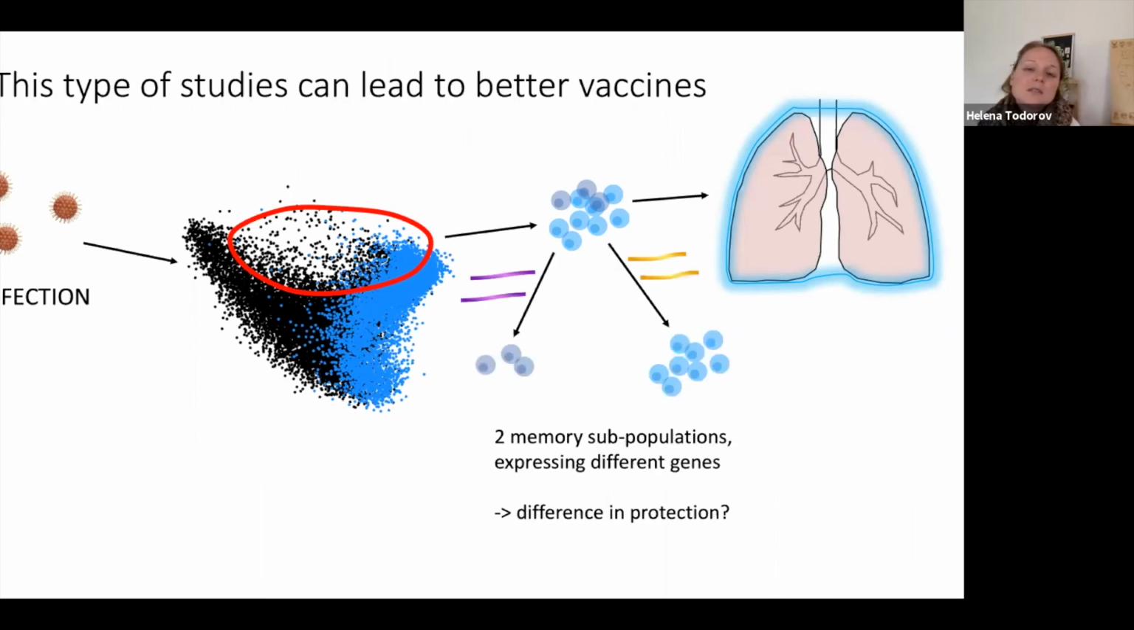Among these, we've seen that we had 2 different types of cells generated earlier or later after infection. And now this is interesting because if we found out that these cells have a different capacity of protection, then knowing which genes are being expressed in them, how we can push the cells to become either this type of memory or this type of memory, can allow us to produce better vaccines.